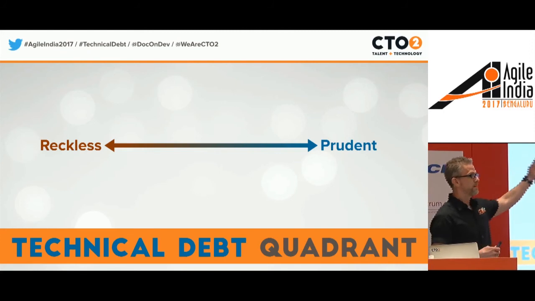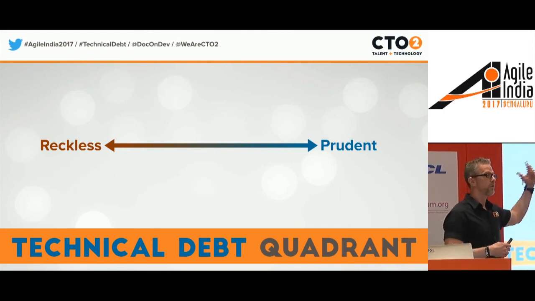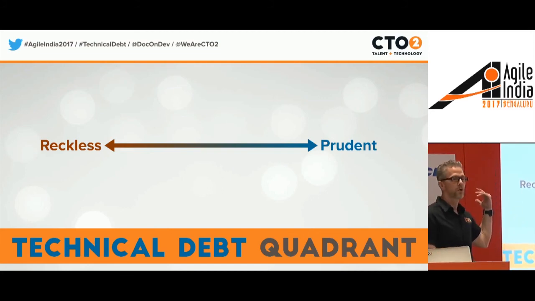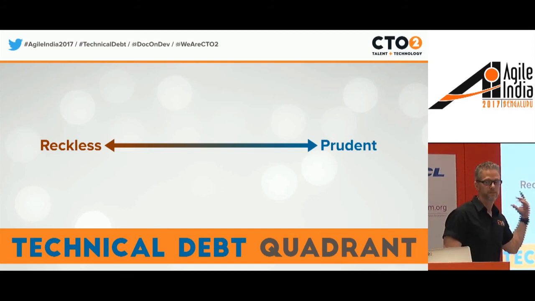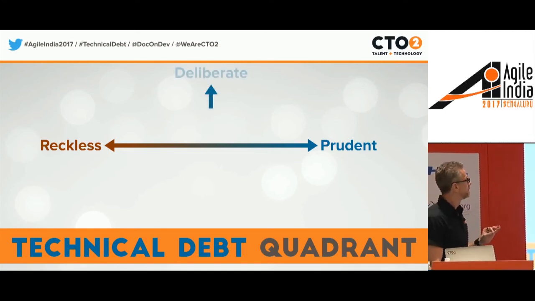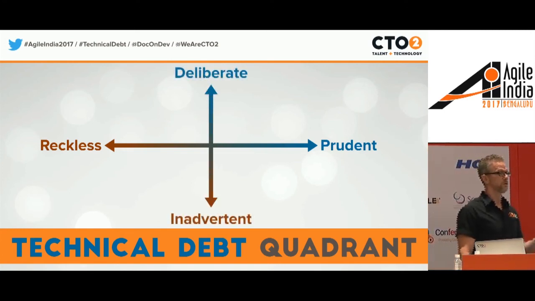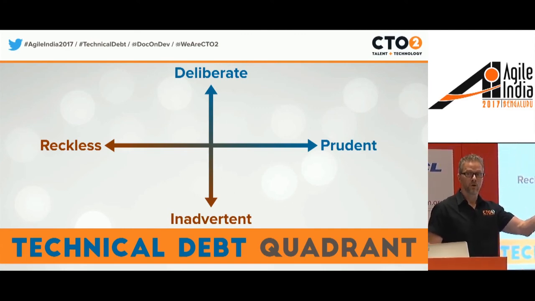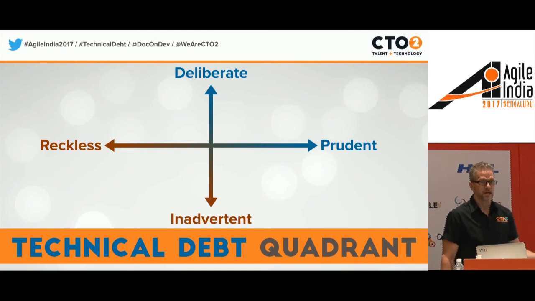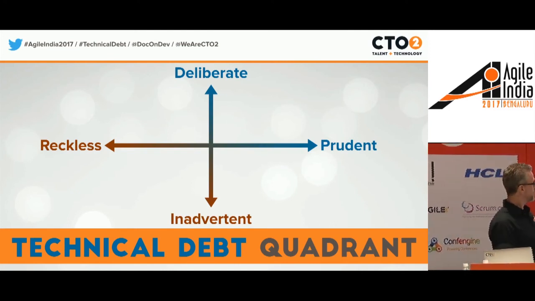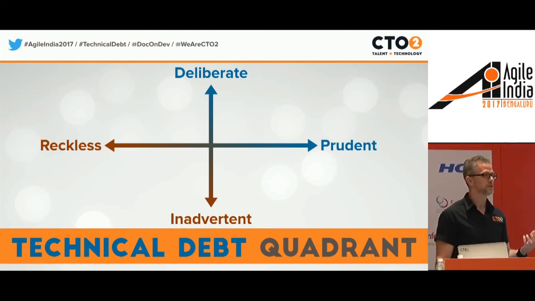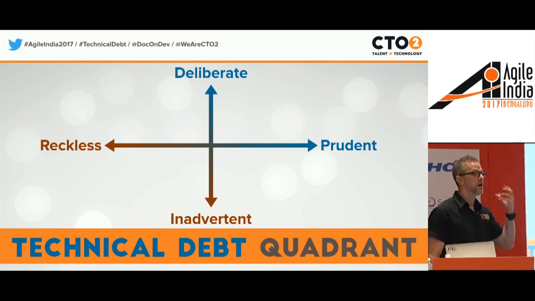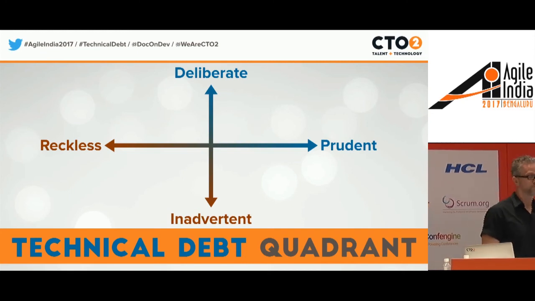So I am behaving well. I'm doing all the things that I believe to be the right things. That's prudent behavior. Or I'm cutting corners intentionally. That's reckless behavior, right? It can also be deliberate or inadvertent. I am doing this thing with intent, or I don't realize that I'm actually doing this thing. And so when we look at this quadrant, it helps us to understand the different types of technical debt, and helps us to maybe think about where they come from and how we might resolve them.